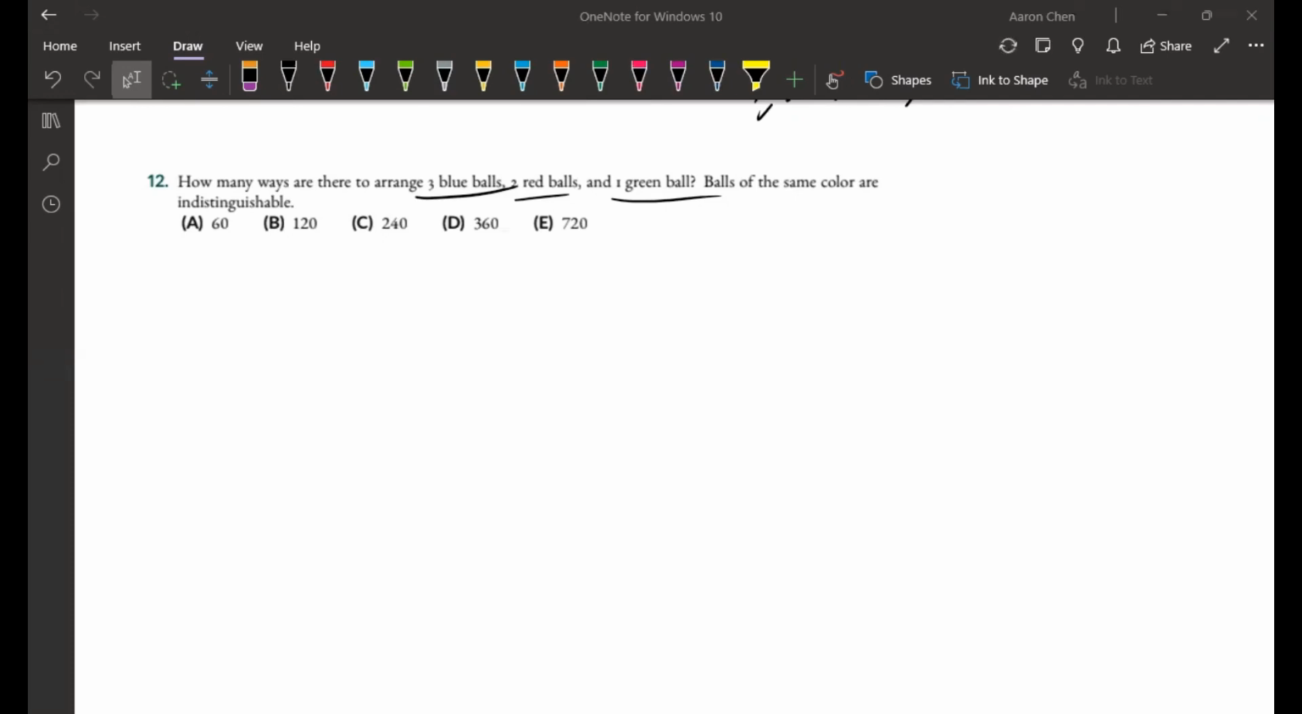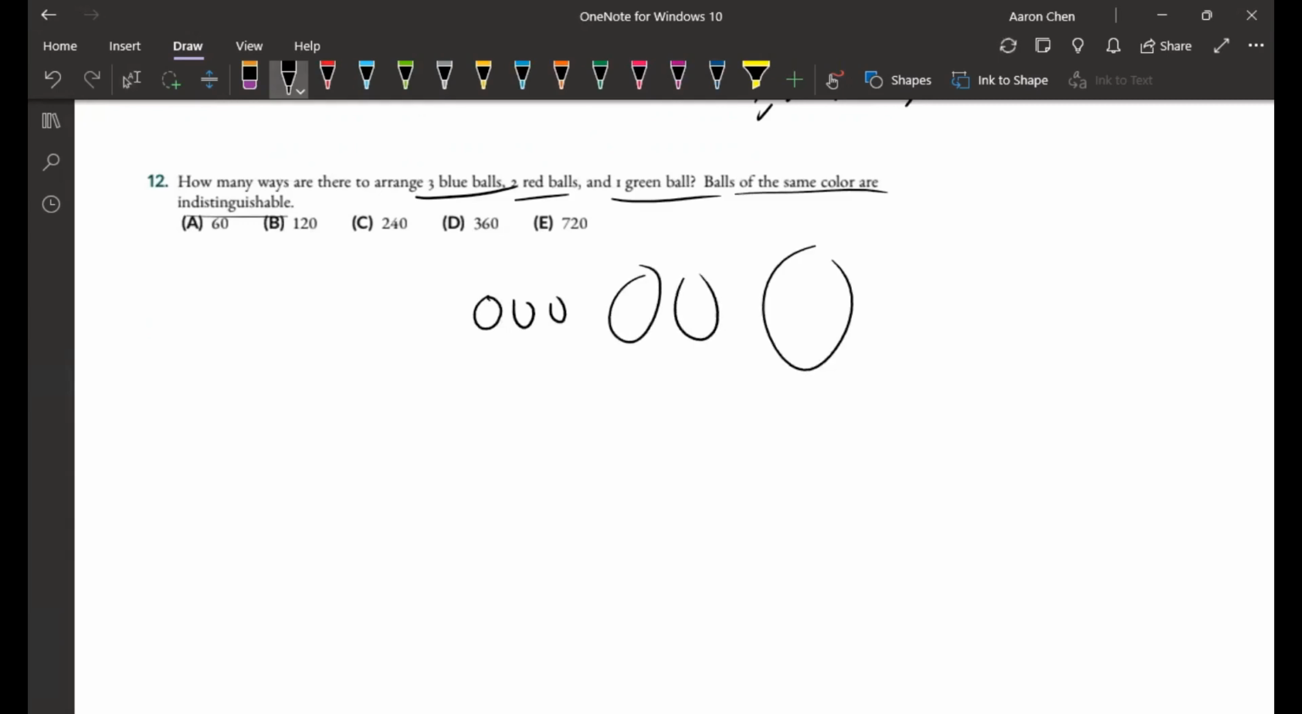So 3 blue, 2 red, and 1 green, and balls of the same color are indistinguishable. So one of the ways you can do this is we have 3 blue, 2 red, and 1 green. I will just be increasing them in size instead of doing any other method of distinguishing, although this should be clear enough. So now there's 6 possible places we can put the balls in the order. So for this one giant green ball, there's 6 ways.